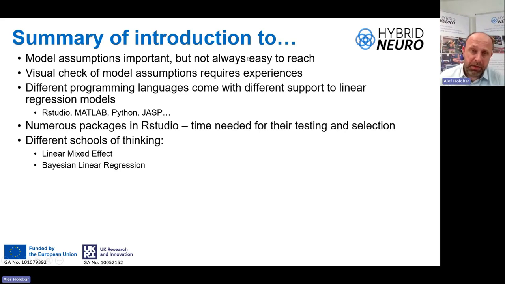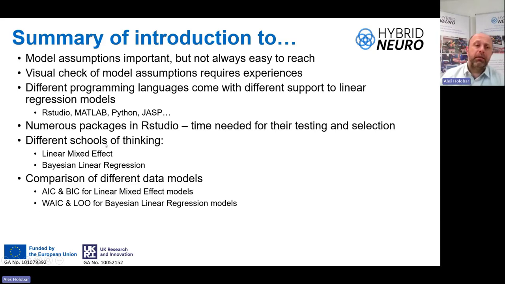There are different schools of thinking. Well, there are issues with the installations of packages, but I think this is the least of the problem. There are different schools of thinking. One goes with the linear mixed effects models, the others go with the Bayesian linear regression. You can read a lot about these two. I'm being practical here. I think that in many, many cases, both of them can tell you a lot.